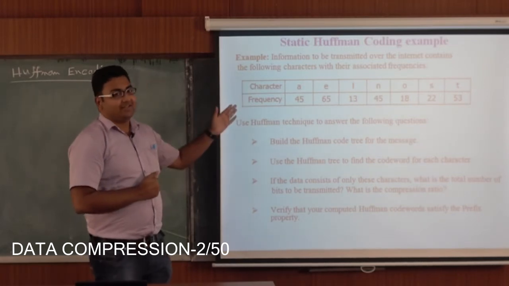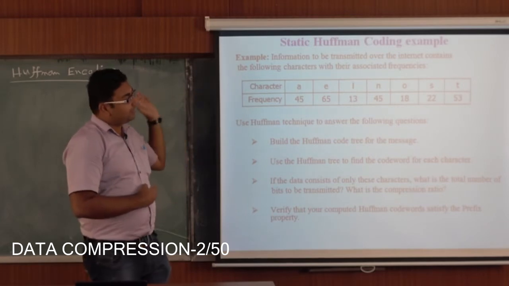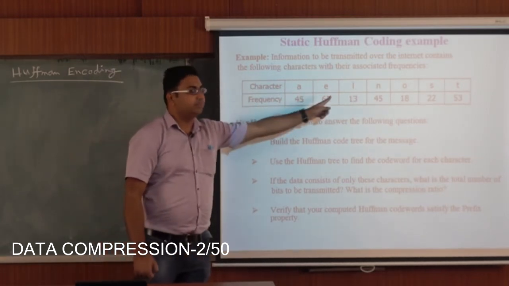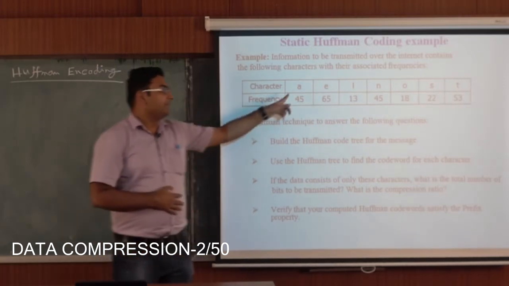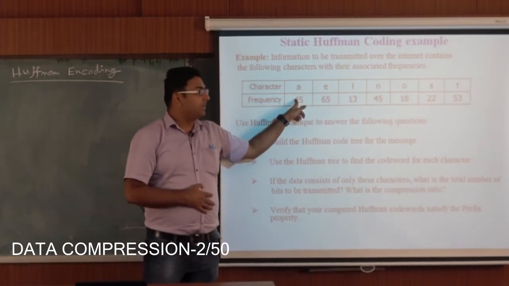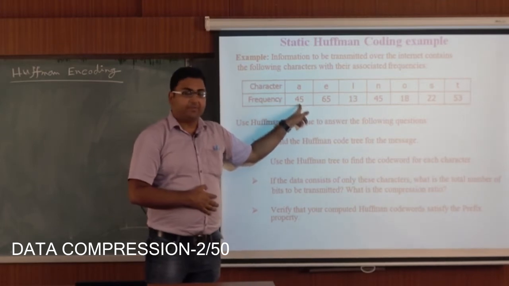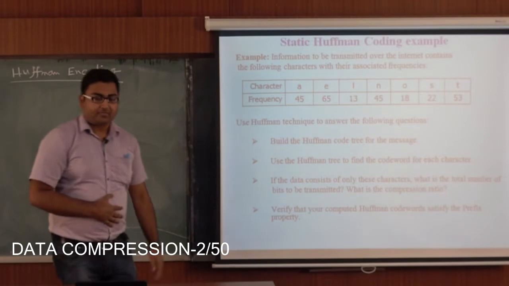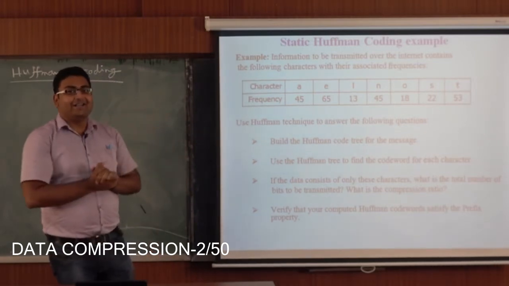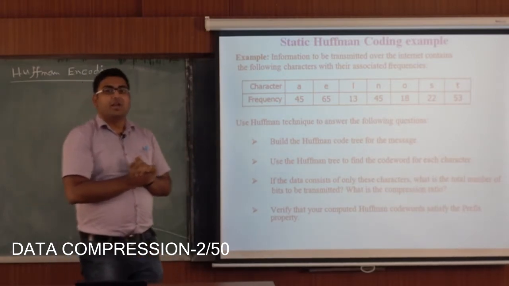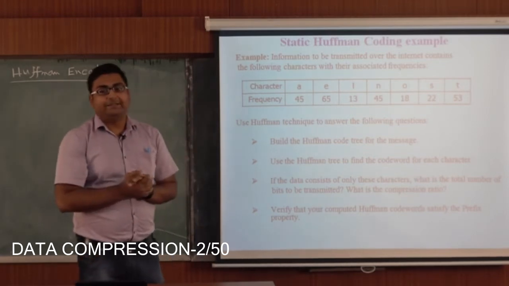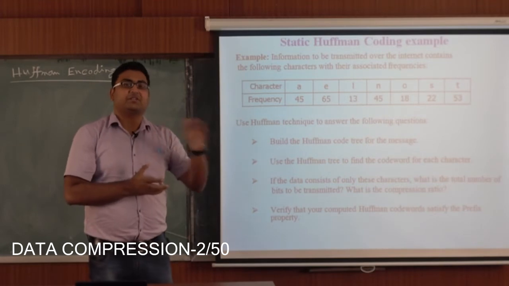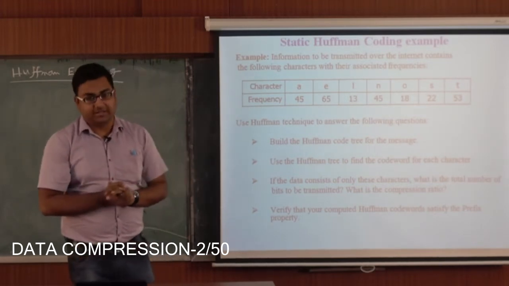It is not possible for me to write the A character 45 times, so I have represented the entire thing with the help of this chart or table. That means the A character is repeated in your input sentence 45 times, the E character 65 times, the L character 13 times, and so on. If we apply the RLE technique to this, it will also compress your data, but if we apply Huffman instead of RLE, it will give much better accuracy compared to the RLE technique.